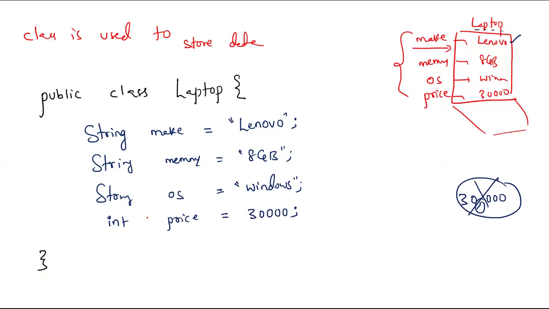Can we print this data? For example, in the same class only, I'm writing one print statement, System.out.println. Say I print the variable name, so no double quotes or single quotes for variable names. Then this line of code will give what output? Lenovo. Correct? No, this is a compilation error.